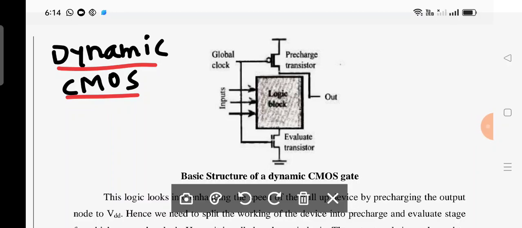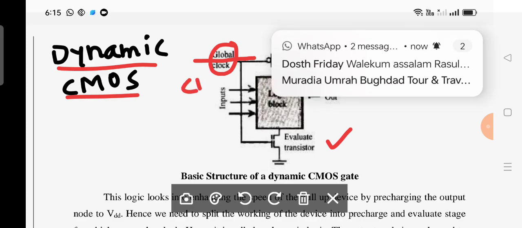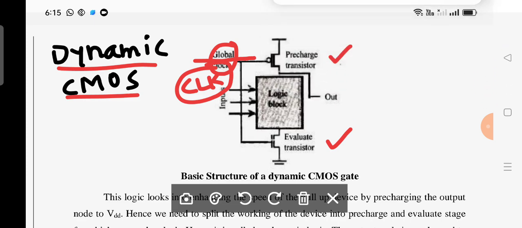Welcome back. In this class, we are going to continue other forms of CMOS logic. Here, we are going to discuss dynamic CMOS. A dynamic CMOS consists of a pre-charge transistor and an evaluate transistor, and these two transistors are commonly connected to a global clock. Since the clock comes into the picture, this is known as dynamic CMOS.